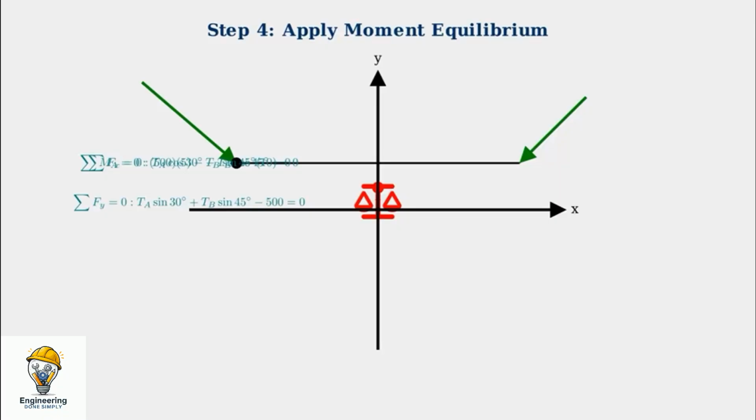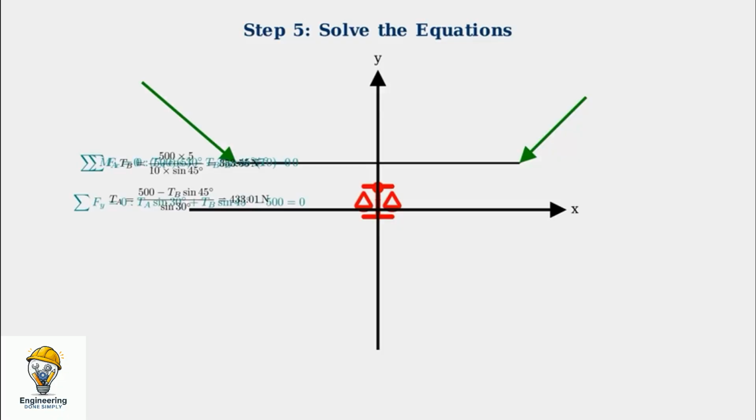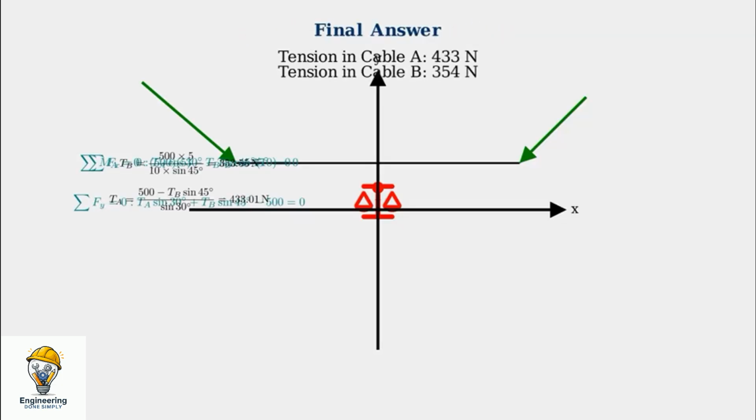The weight creates a clockwise moment of 500 newtons times 5 meters, and cable B creates a counterclockwise moment of tension B times sine 45 times 10 meters. Solving the moment equation first gives us tension B equals 353.5 newtons. Substituting this into the Y-force equation gives us tension A equals 433.01 newtons. The final answer, rounded appropriately, is 433 newtons for cable A and 354 newtons for cable B.